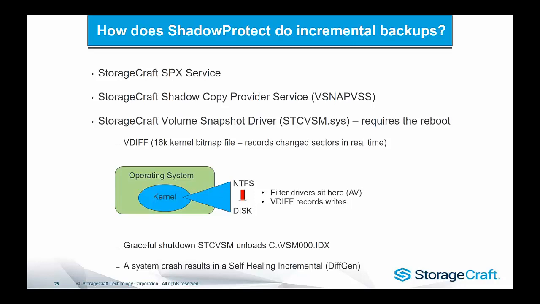So what happens when a system crashes is VDIF gets flagged in the kernel and tells ShadowProtect, I don't know where we're at, you're going to have to perform a diffgen. So a diffgen, otherwise known as a self-healing incremental, allows ShadowProtect to scan the system again and compare it to the last known good incremental. We're not a differential back to the base.